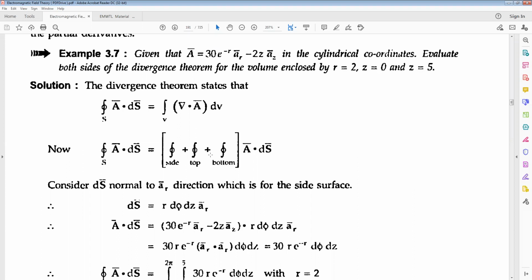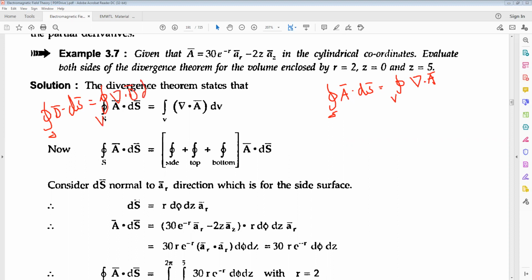So the divergence theorem: according to the divergence theorem, converting a surface integral into a volume integral, A bar dot ds bar. Evaluate both sides of the divergence theorem for the enclosed volume. The surface integral is converted into the volume integral, that is del dot A bar. According to Gauss law, D bar dot ds bar is equal to the conversion of surface into volume, del dot D bar into dv. That is equal to Q actually.